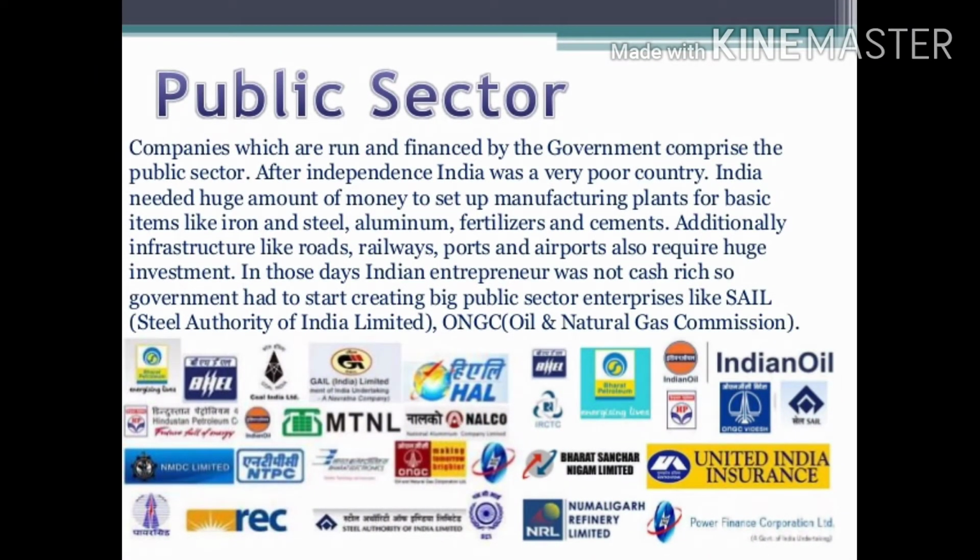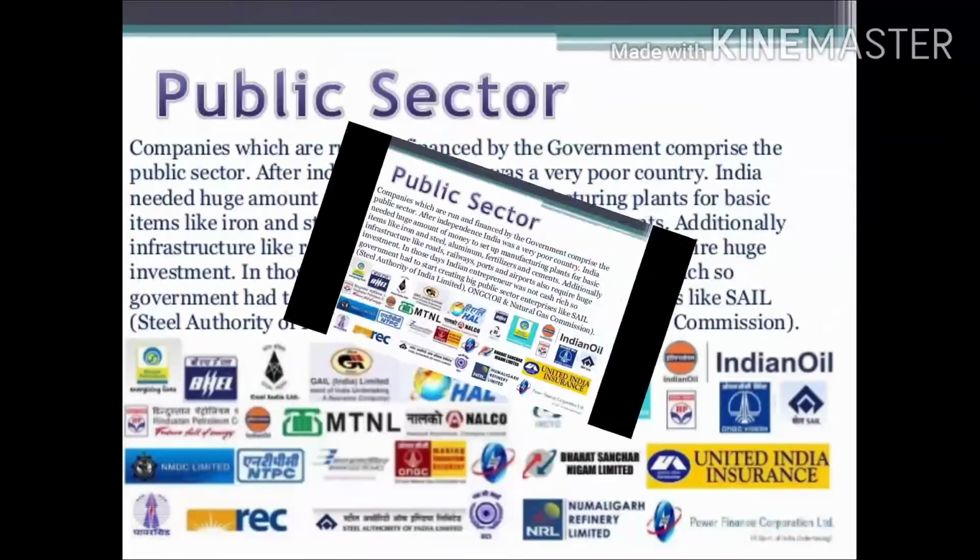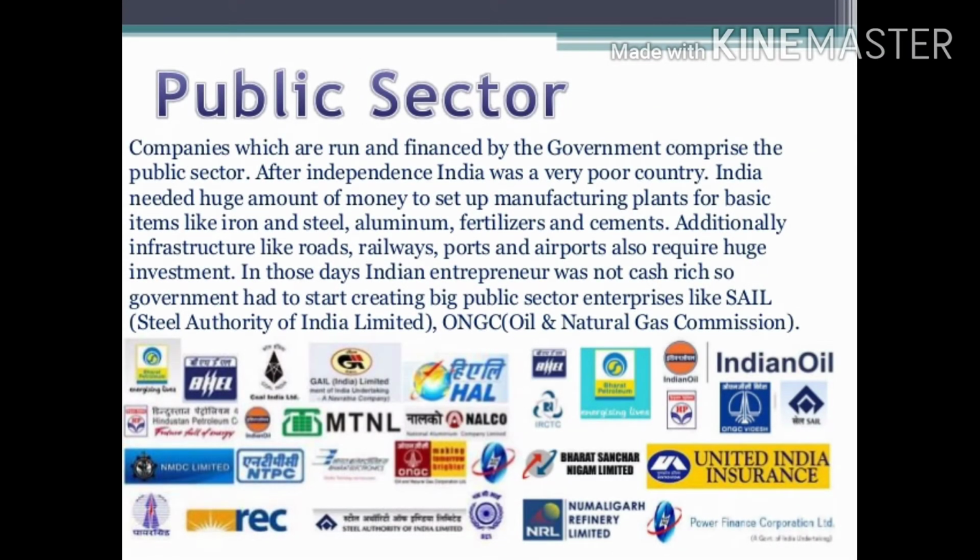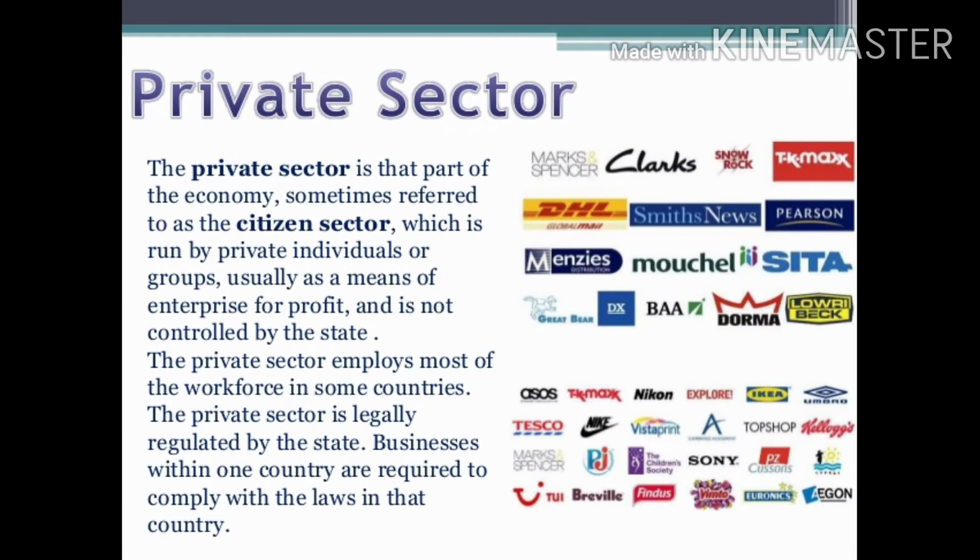On the basis of ownership, the sector is divided into public sector and private sector. So public sector means simply the government sector. The company which is run by the government, financed by the government and comes under the government. So India needed a huge amount of money to set up manufacturing plants for items like iron and steel, aluminum, fertilizer and cement. Additionally, infrastructure like road, railway, port, airport also required huge investment. So in those days, Indian entrepreneurs were not easily able to reach this, so the government had to start the big public sector.